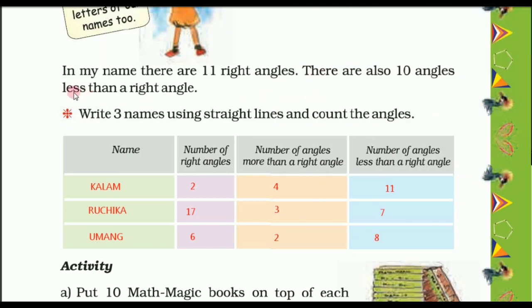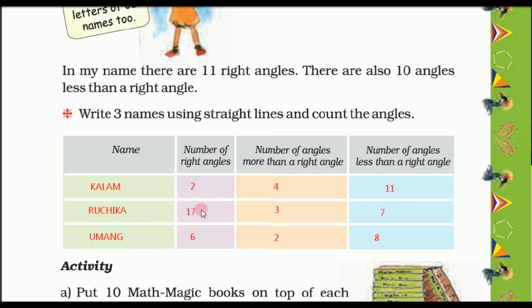Now here one question is given. Write 3 names using straight lines and count the angles. So here: name, number of right angles, number of angles more than a right angle, number of angles less than a right angle. So I have written 3 names. First one, in that number of right angles are 2, number of angles more than a right angle are 4, number of angles less than a right angle are 11.